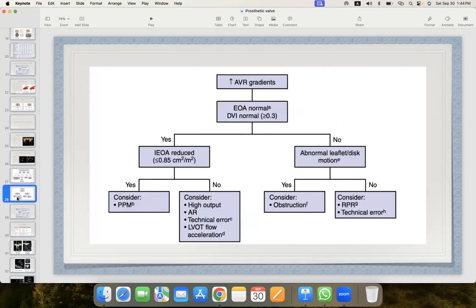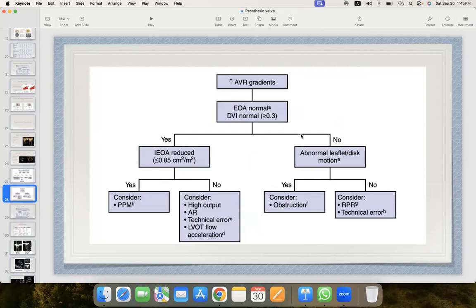This is another approach, a very simple approach. You can say that if the patient has high gradient with normal effective orifice area and DVI, which is more than this, you immediately calculate the index. If it's less than 0.85, then this is patient prosthesis mismatch. And if it's more than that, this would be the high flow state.